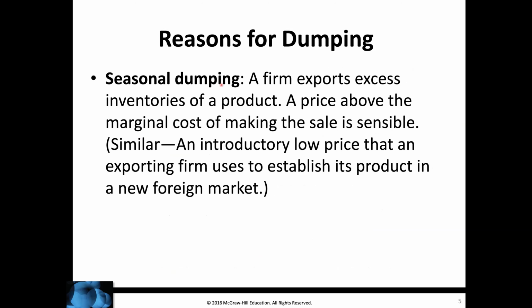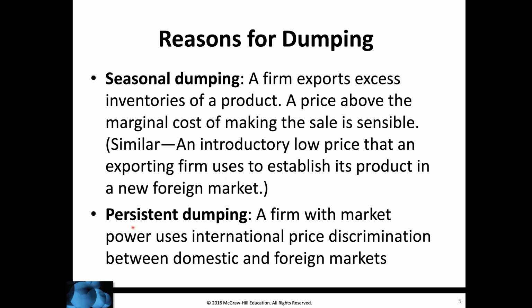Some additional reasons for dumping: there's seasonal dumping. This is when a firm exports excess inventories of a product. A price above the marginal cost of making the sale is sensible. So this is when they're trying to get rid of last year's model. They'll sell and price or dump their inventories of product to make way for the next season's. Similar is an introductory low price that an exporting firm uses to establish its product in a new foreign market. So it's just to establish product at times.